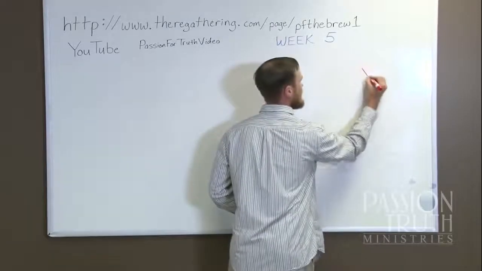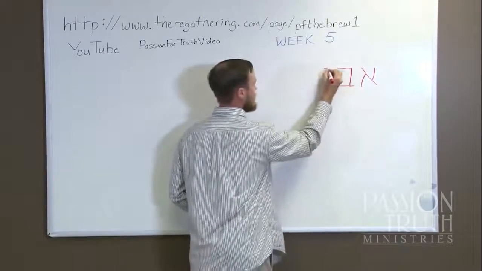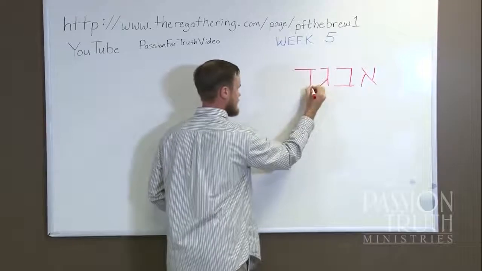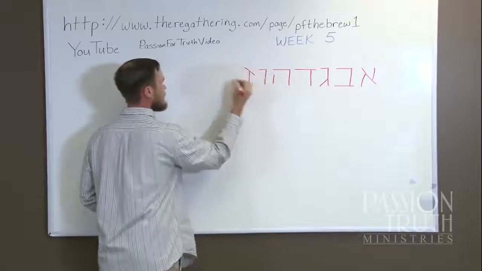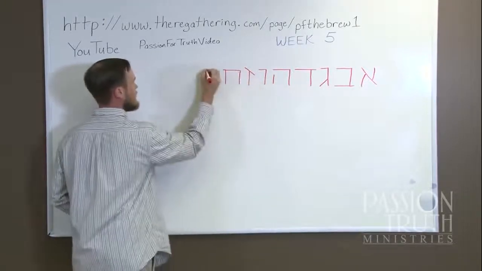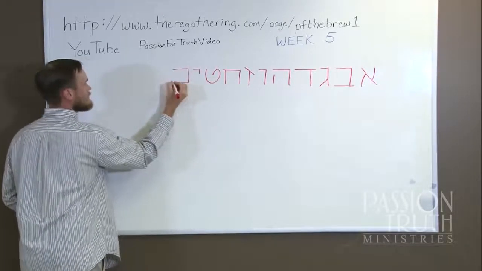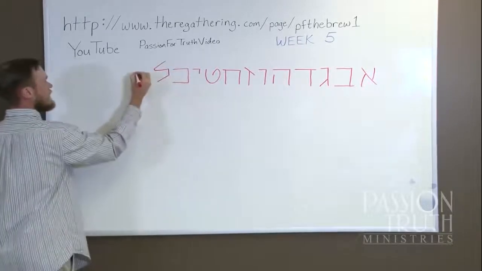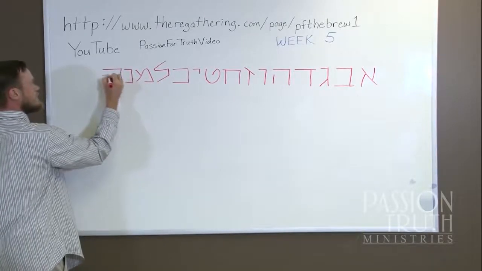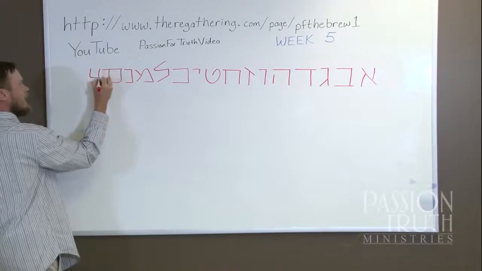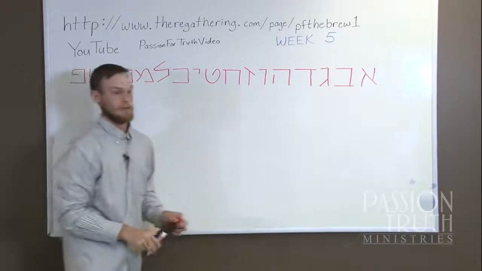Okay, so first, Aleph, Beit, Gimel, Dalet, Hey, Vav, Zayin, Chet, Tet, Yod, Kaf, Lamed, Mem, Nun, Samech, Ayin, and Pei. We are very close to the end now.